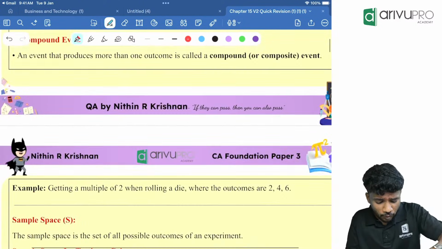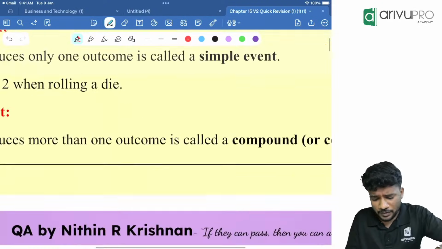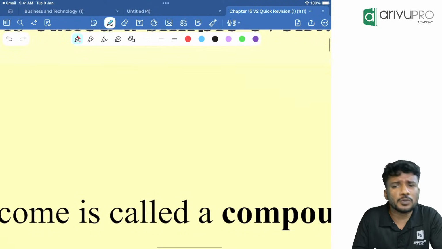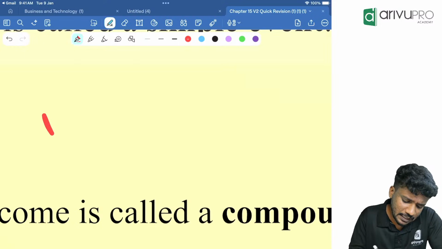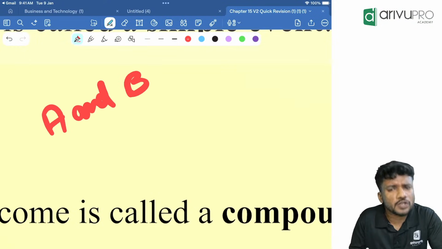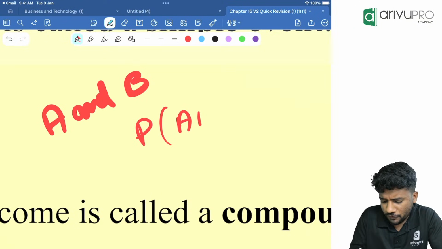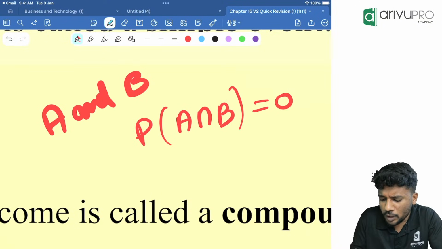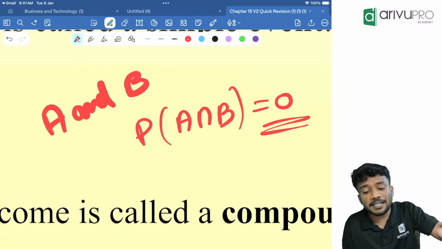Now the next one. We will go for the basic one, that is when it is mutually exclusive. When A and B are mutually exclusive events, P of A intersection B is equal to what? 0. You will see it in the near future.